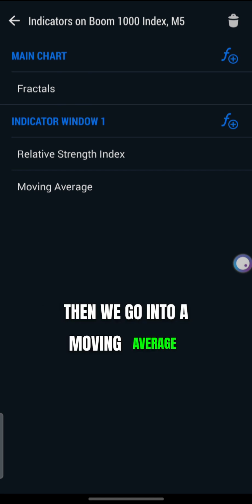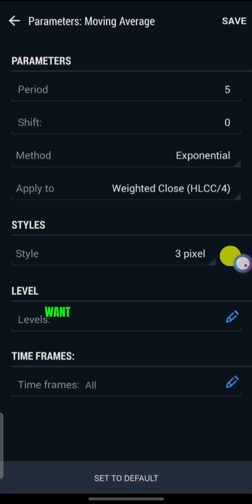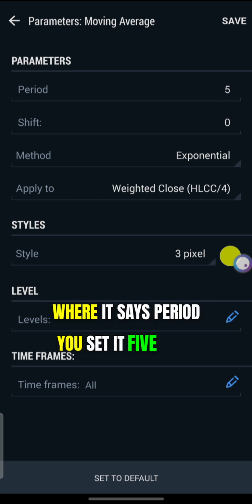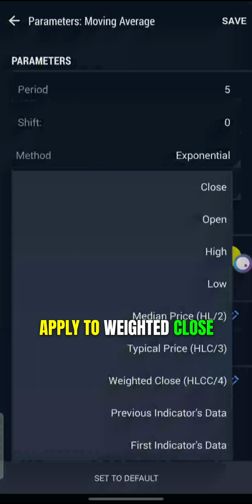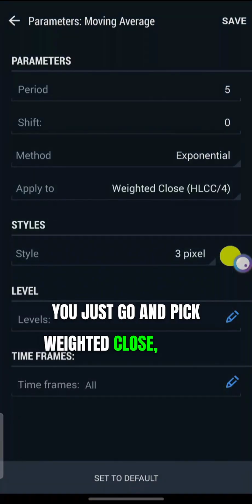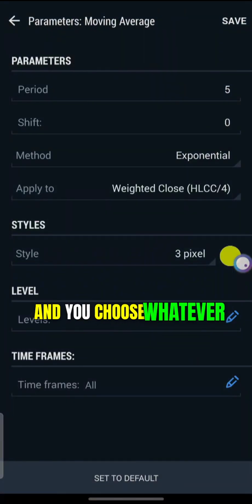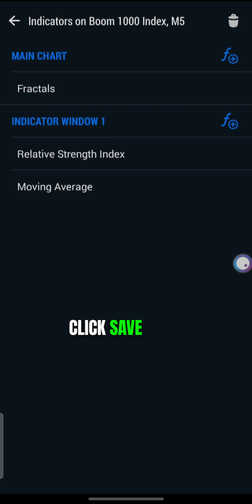Then we go into a moving average. We want to add a moving average to our chart. Where it says period, you set it to 5. Shift, just leave it as it is. Method, exponential. Apply to weighted close. So here you pick weighted close, and you choose whatever color you want. That's it. Click save.